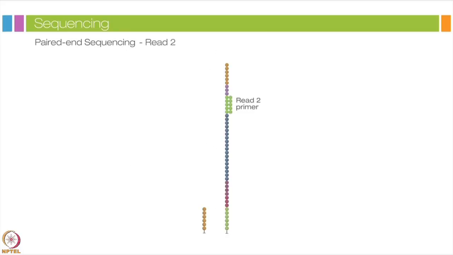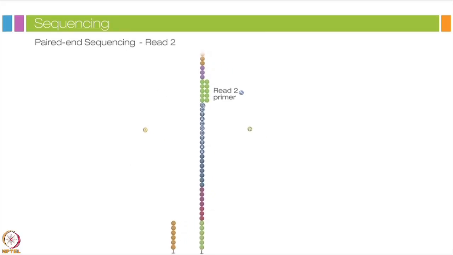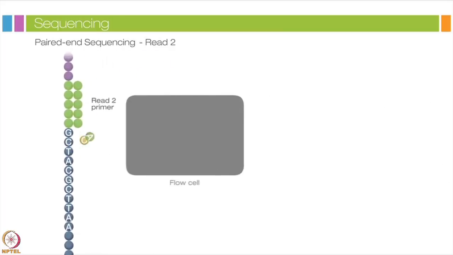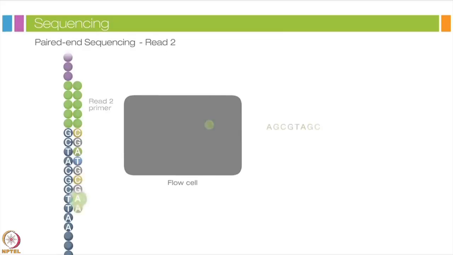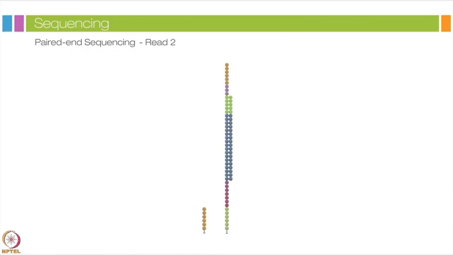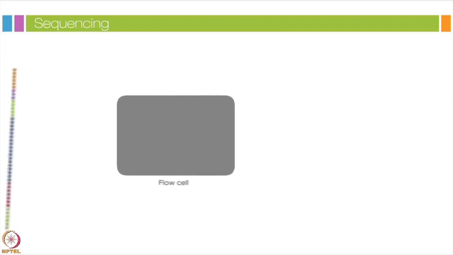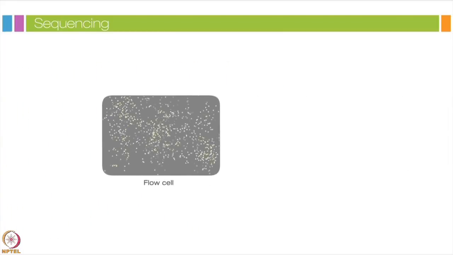Read 2 begins with the introduction of the Read 2 sequencing primer. As with Read 1, the sequencing steps are repeated until the desired read length is achieved. The Read 2 product is washed away. This entire process generates millions of reads, representing all the fragments.